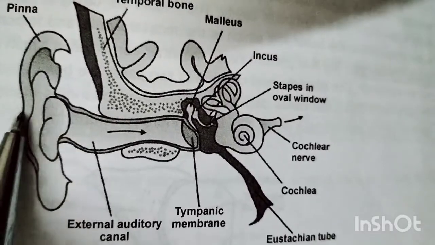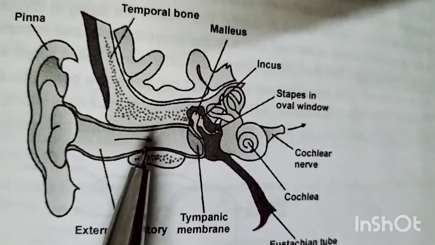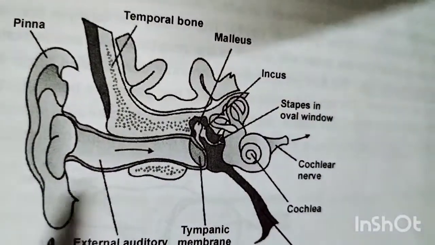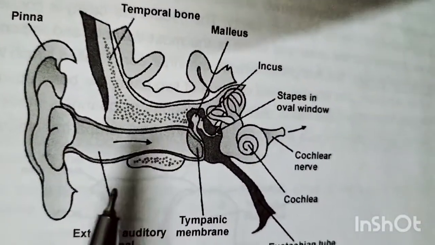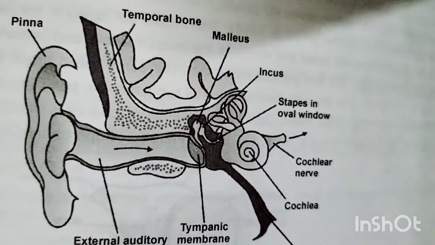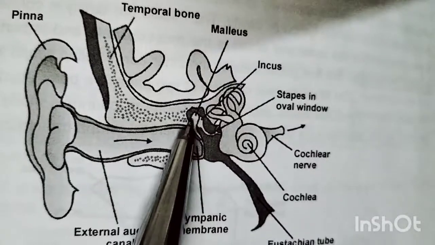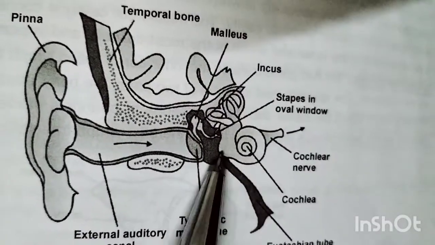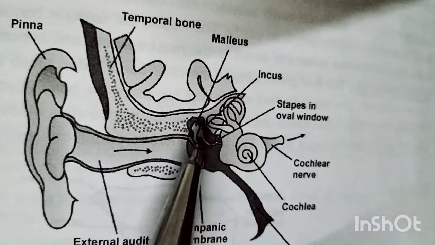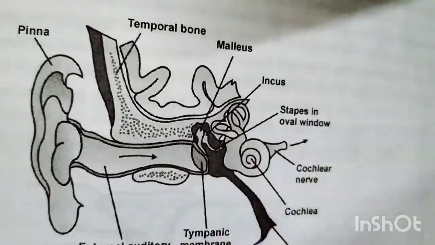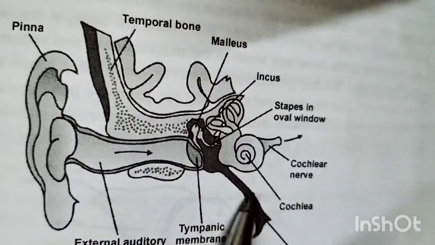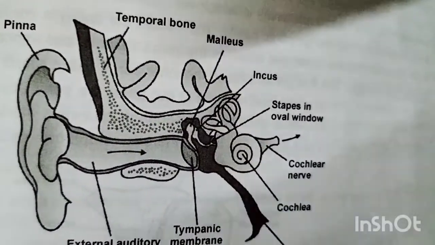This external pinna and this external auditory meatus together form the external ear. This part, the eustachian tube, and the bones, the ear ossicles, together form the middle ear. And this part alone forms the inner ear.